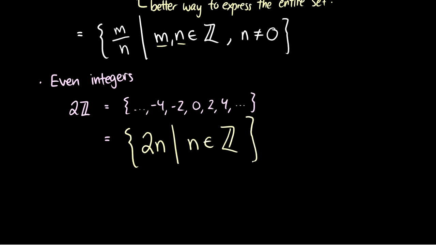So what this means is we take an integer n, so let's say we take 1, then in our set we add 2 times that integer, so 2 times 1, so we add 2. Let's say we take 2, then we take 2 times 2 and put in our set 4. Let's say we take negative 1, then we take negative 1 times 2, and then we get negative 2 in our set as well. And this just goes on forever. So for every n that is an integer, we add 2n to our set. And that gives us the set of even integers.